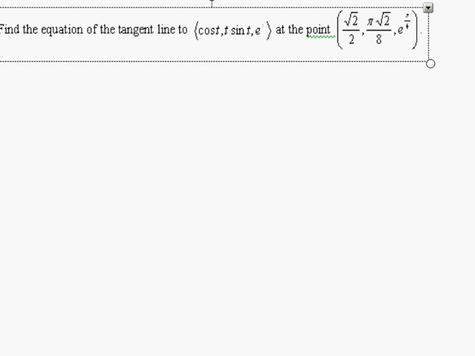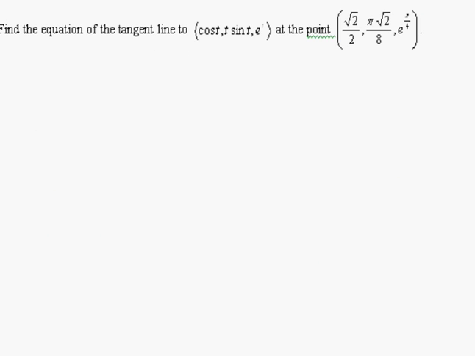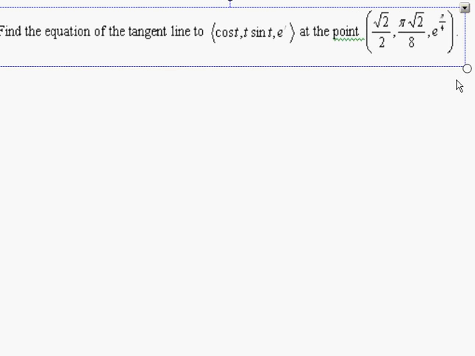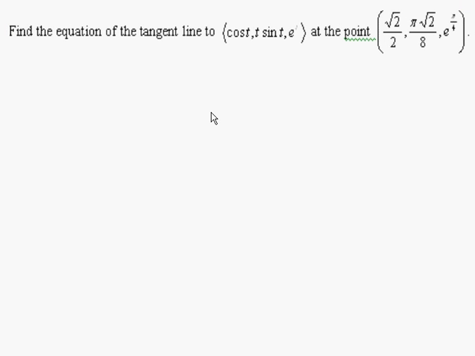Let's continue. All right, so I guess we'll stop with this one today. It's asking for the equation of a tangent line to a function, okay? And you're given the point. So the only thing you need is the direction vector of the line. And you do that by taking the derivative of this thing. So the derivative of this would be negative sine of t, cosine t, and the derivative of e to the t is just e to the t.